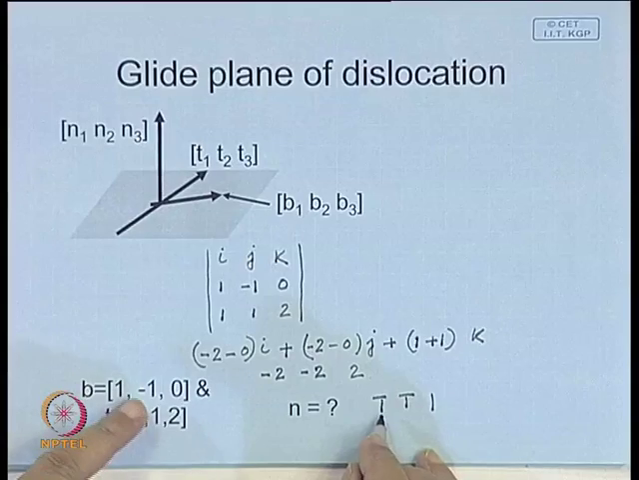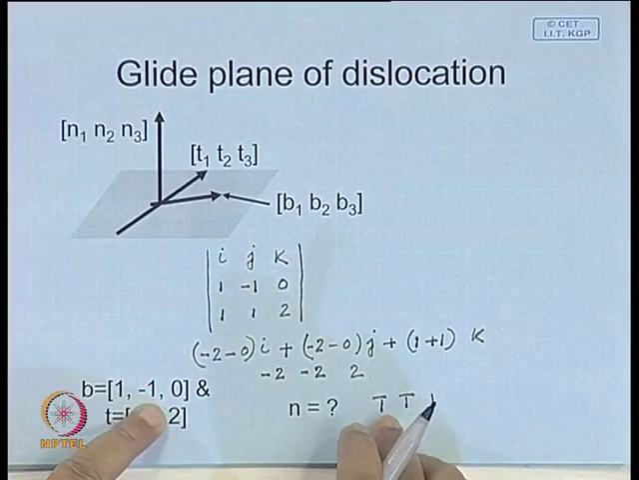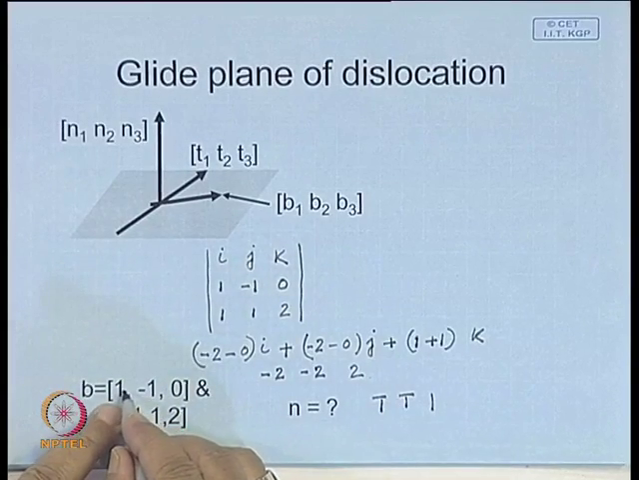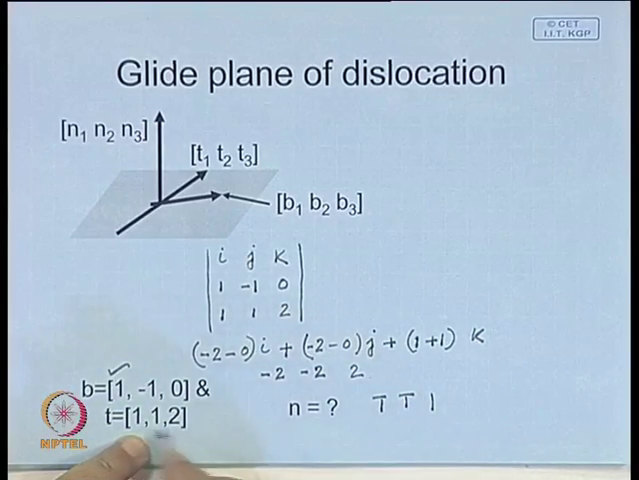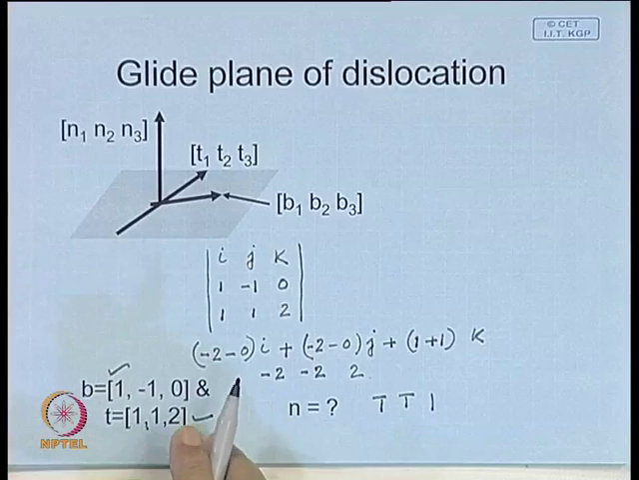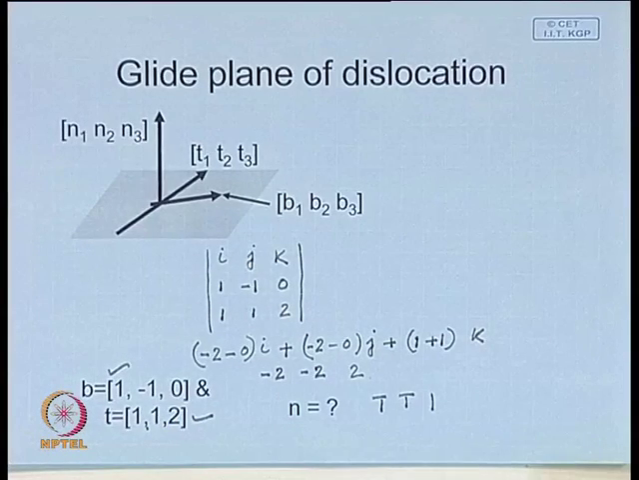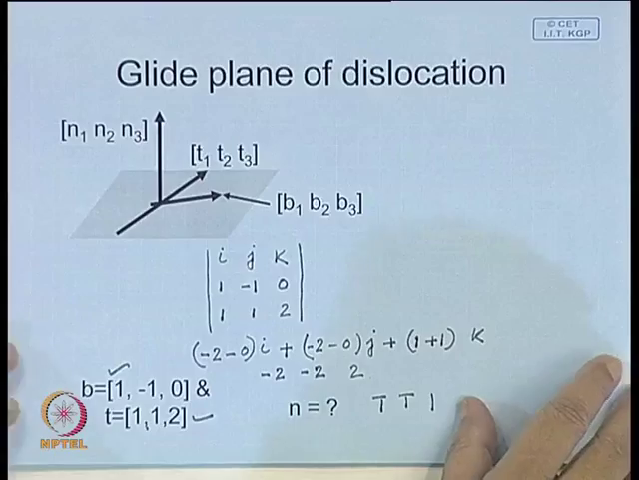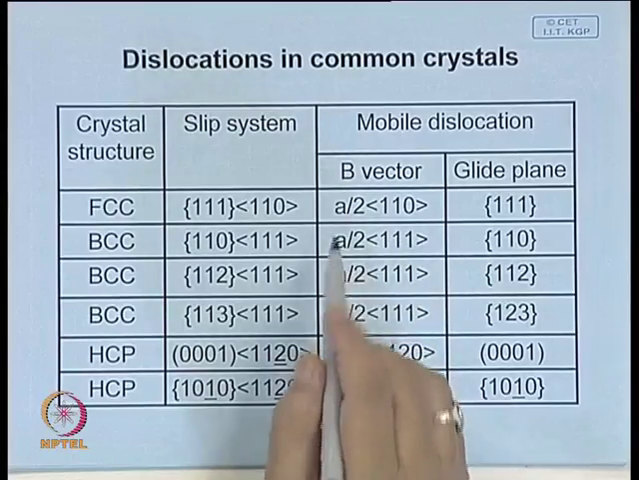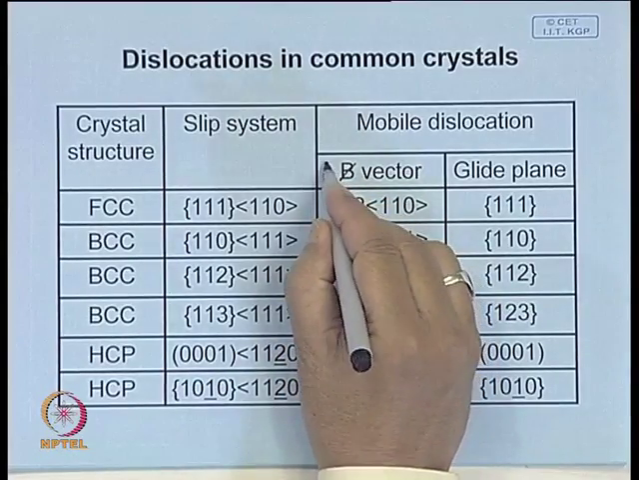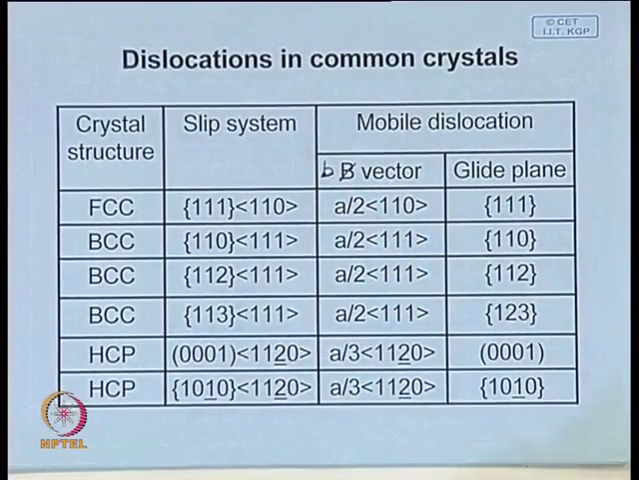Now you can check. This is also to verify: this is a normal perpendicular to B, and this is also perpendicular to this direction. So, this is a very easy way of finding out the glide plane of a dislocation. Now, here are some common slip systems, which give the glide plane and the Burgers vector. This should be small b, the Burgers vector.